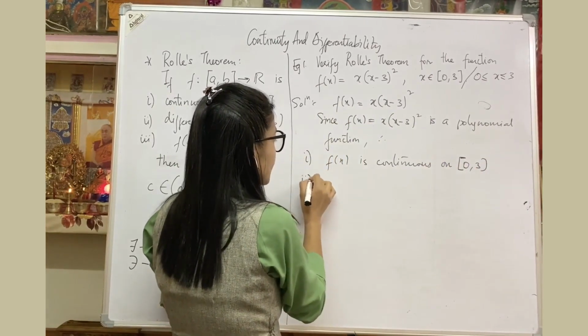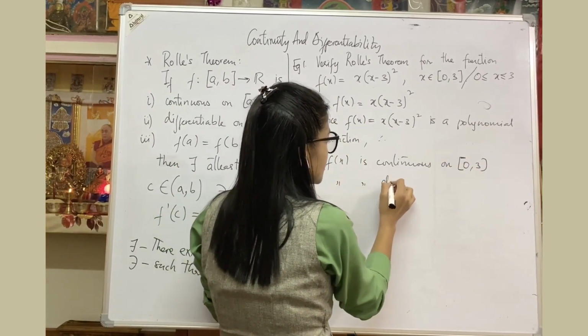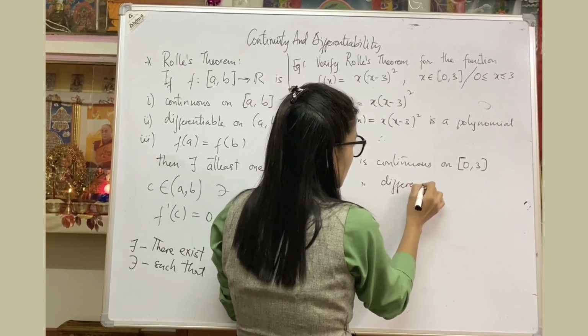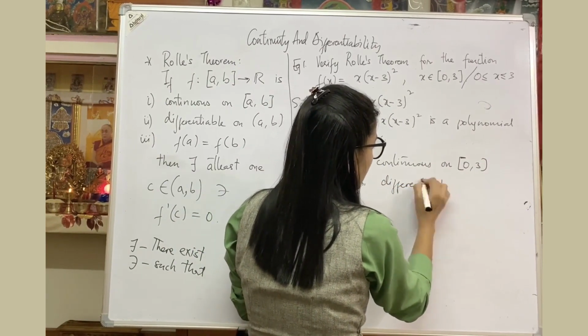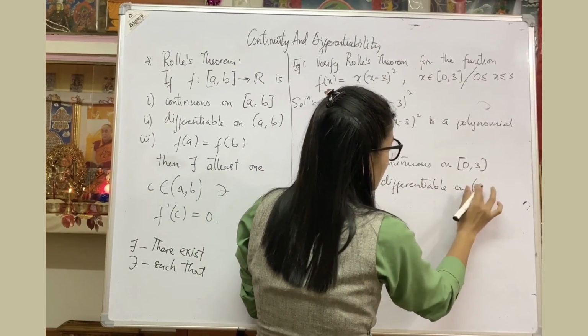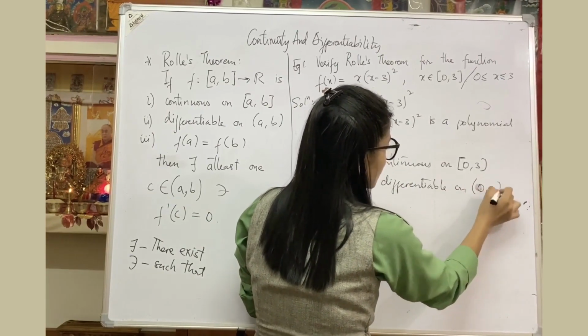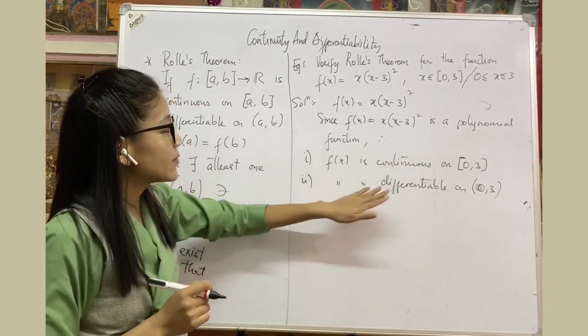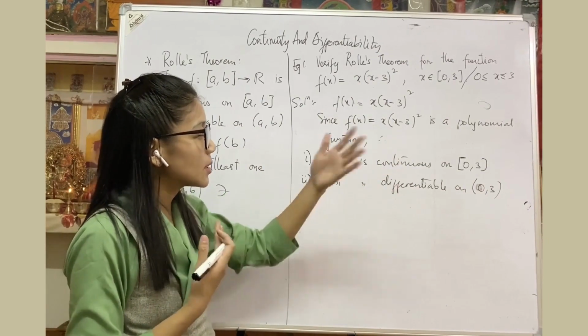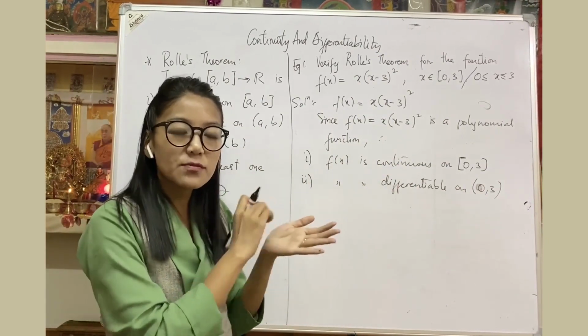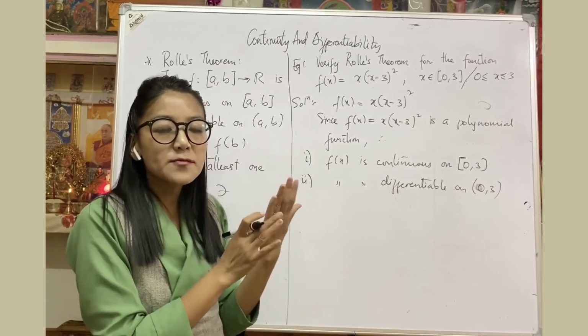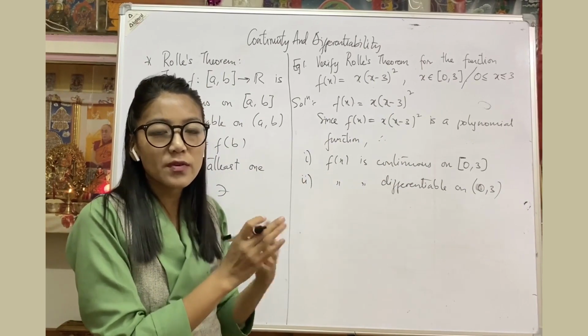Number 2, f(x) is differentiable on open interval (0, 3). Every time you just have to write down this, because you don't have to prove that this function is continuous, this function is differentiable.